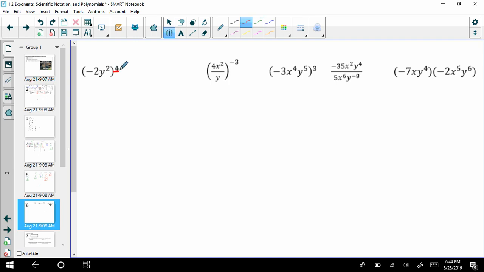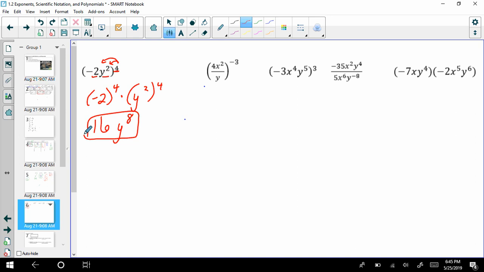Again, I have an exponent on the very outside, but notice this time there's multiple things in here. So when I take the exponent in, you need to think of it: the negative 2 gets the 4th power, and so does the y squared. It's like they're both getting the 4th. So let's do negative 2 to the 4th. Negative 2 times negative 2 times negative 2 times negative 2 would be a positive 16. And then I multiply my exponents for the y, so I get y to the 8th.